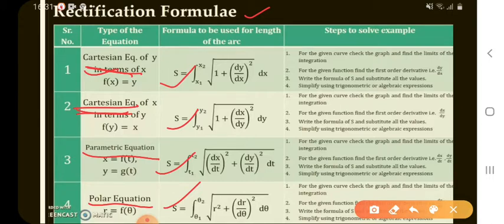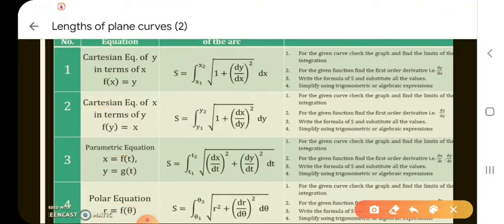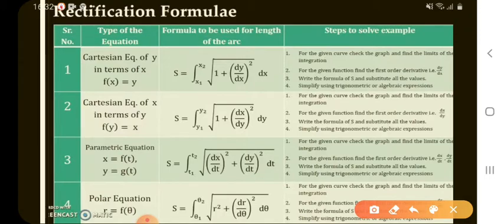Here are the formulas. What is the procedure? First we draw a graph of the given curve and find the limit values. After finding limit values we differentiate the given equation with respect to the independent variable. After that we write the formula of the length of the arc based on the given equation. See, if the given equation is in Cartesian form. What is Cartesian form? The equation contains terms in x and y only. If the equation is y equals f of x form, we use this equation.